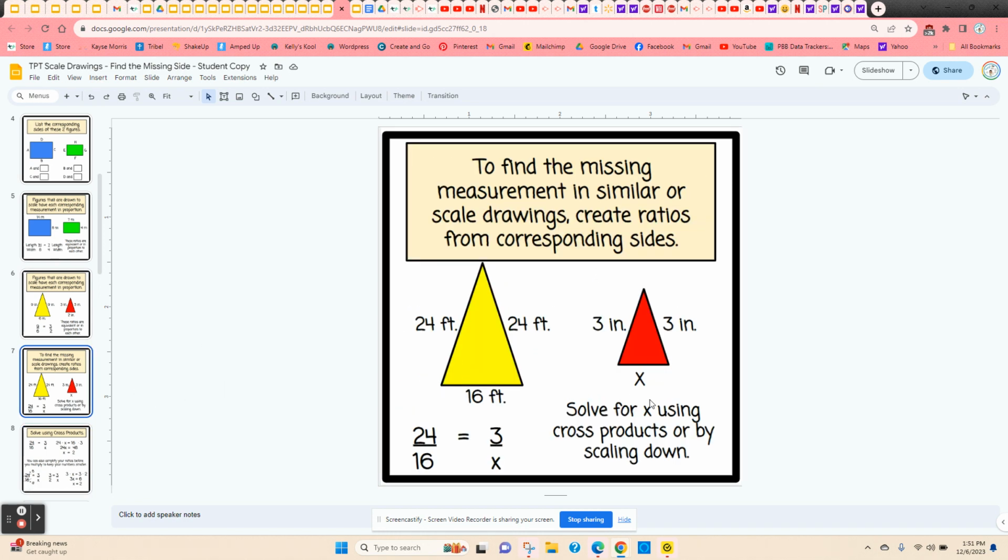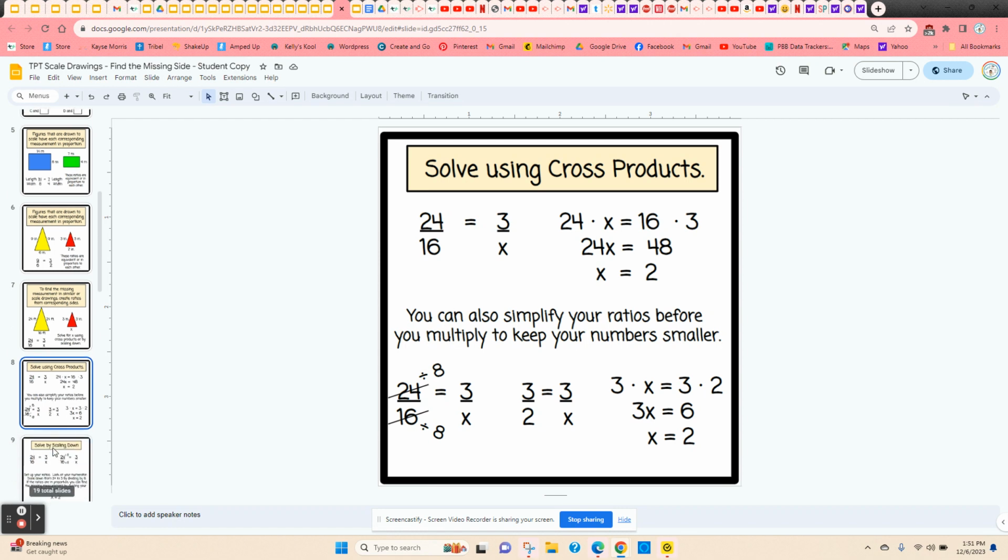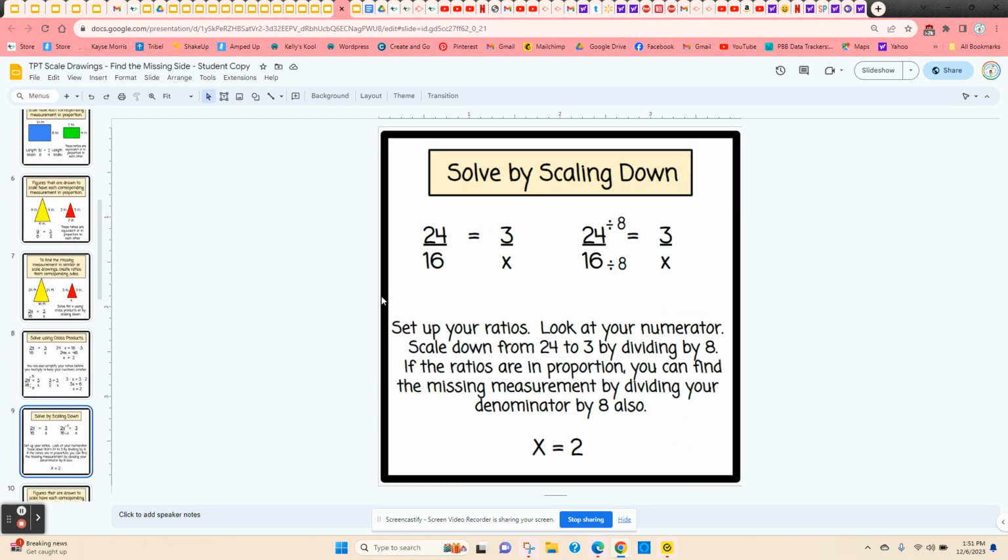Now, to find a missing side, so here we have an x. So we can set up ratios for this. We can set up 24 to 16 has to be equal to 3 to x. And then once we have that equation in place, we can solve using cross products or scaling down. So here it shows them how to do it with cross products, 2 different ways. And then how to solve this by scaling down.